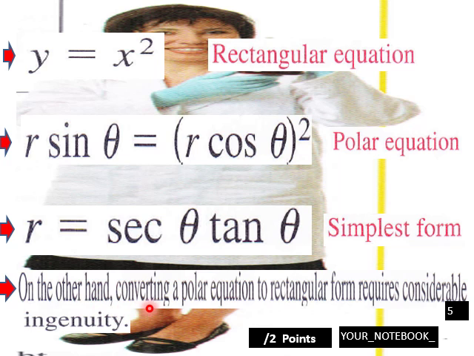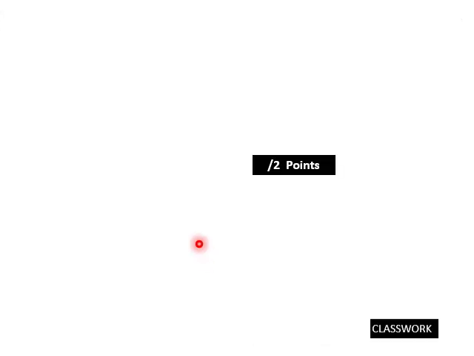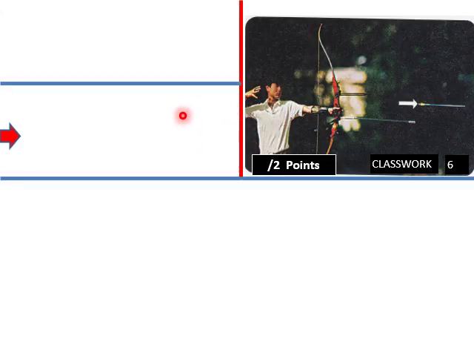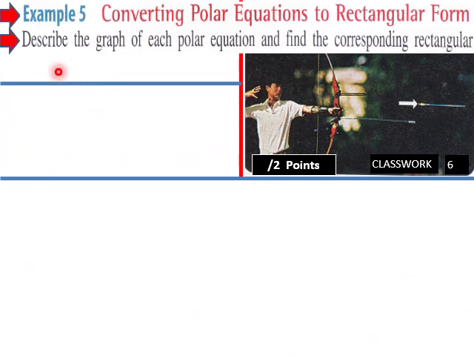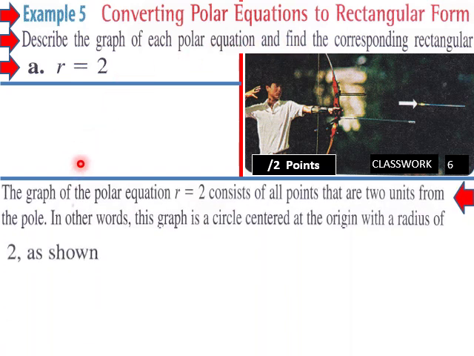On the other hand, converting a polar equation to rectangular form requires considerable ingenuity. Okay, remember that. So, converting polar equations to rectangular form: describe the graph of each polar equation and find a corresponding rectangular equation. For this example, we have r equals 2, then find a corresponding rectangular equation for that.